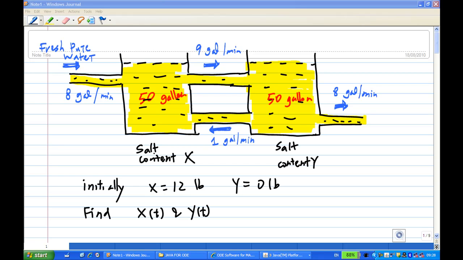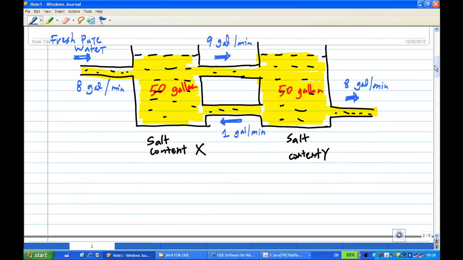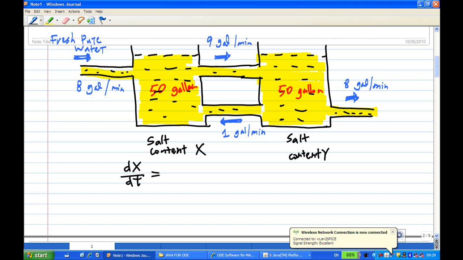We know that the salt content is always changing. X is changing with time and Y is changing with time as fresh water is pumped in and they are releasing it. So how do we model it? Let's look at the equation. So we know X is changing with time, so we can write down dx/dt. For the first tank it releases 9 gallons per minute. Now 9 gallons is out of 50 gallons. Assuming that the liquid is well stirred, then the amount pumped out from the first tank is 9 over 50 times x.